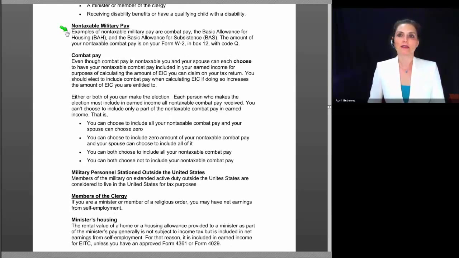Firstly, non-taxable military pay. Examples of non-taxable military pay are combat pay, basic allowance for housing, known as BAH, basic allowance for subsistence, which is BAS, and the amount of your non-taxable combat pay does show up on your W-2 in box 12 with the code Q.